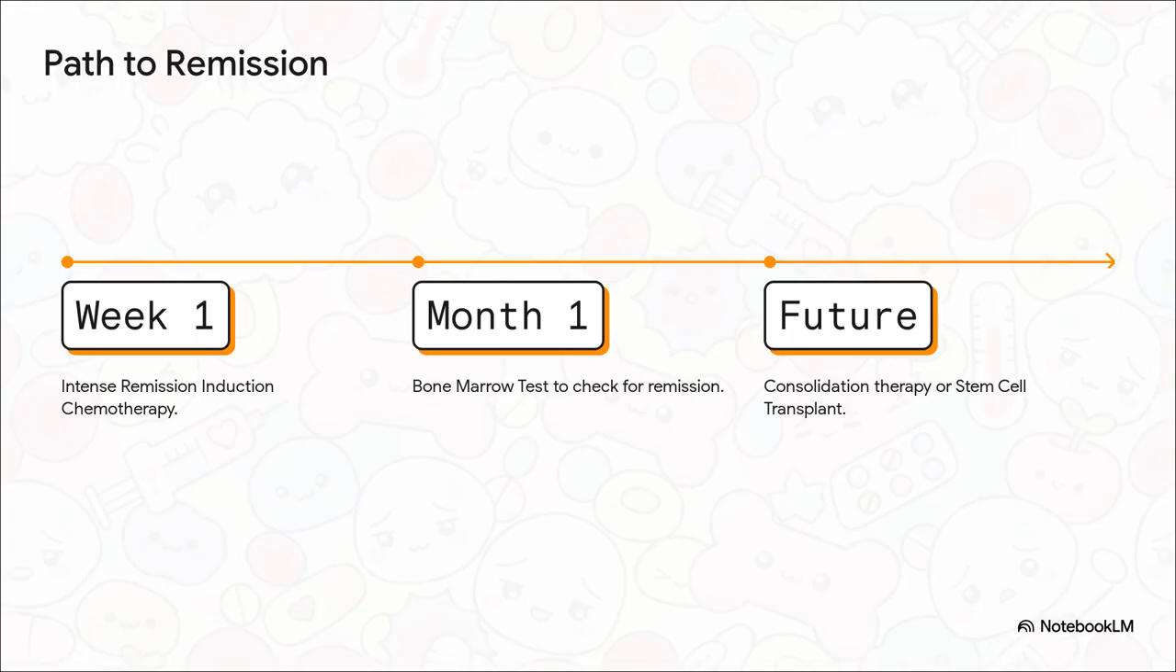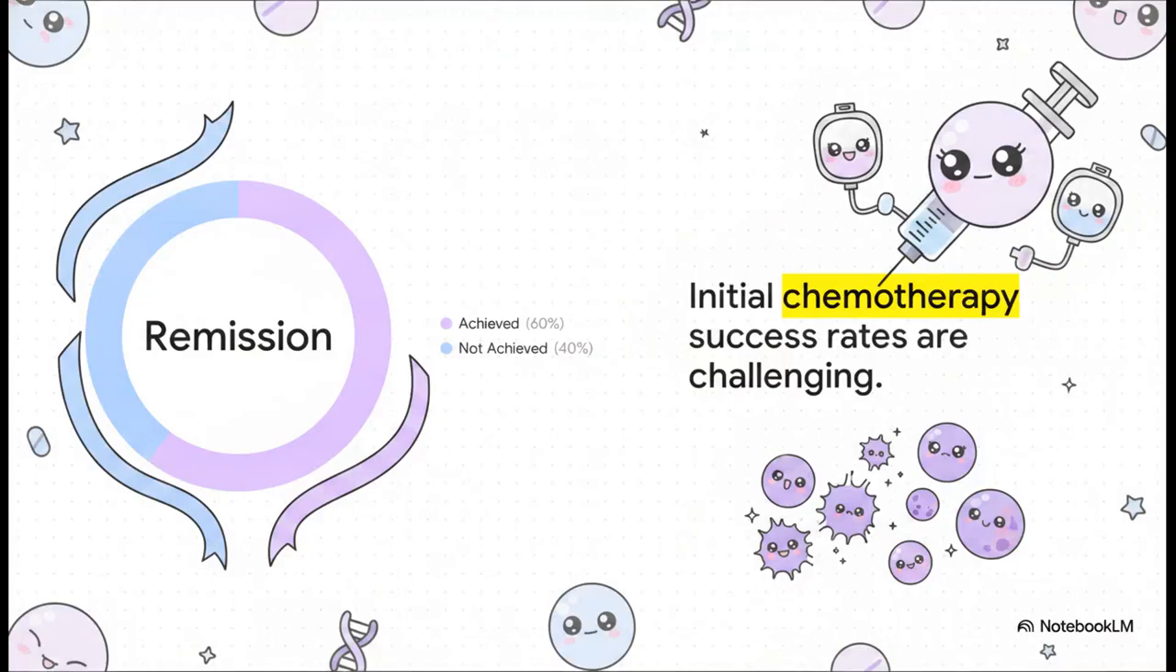But if the chemo fails or if the disease comes back, doctors have to bring out the big guns, a full stem cell transplant. The really harsh reality here lies in the odds. Despite how incredibly aggressive that first month of chemotherapy is, only about 60% of patients will successfully hit remission on the first try. The other 40%, they unfortunately have to restart the fight and undergo induction therapy all over again.